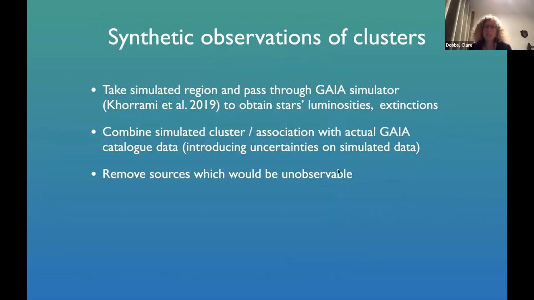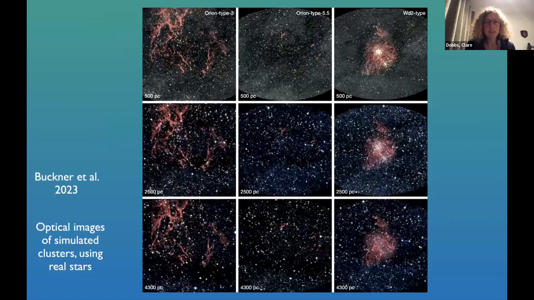And just to finish, we've also been putting our clusters into synthetic observations. So we take stars from the Gaia catalogue. What we've basically done is combined our simulated cluster with Gaia stars, and then produced a combined catalogue. So this just shows some images that we made, as if you were able to see our simulations with an optical telescope. The red is the gas, and then this is real stars and our cluster stars.